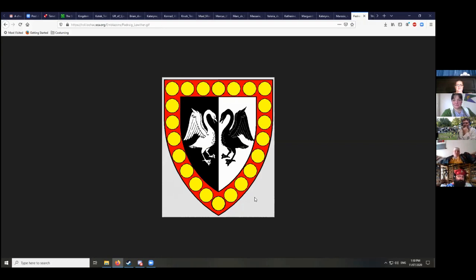Anyone? Geese combatant? Not quite geese, even angrier. Swans. So I've got these two angry swans in the middle, them a primary charge group. I've got one ordinary on this device. That's the peripheral ordinary, being the bordure.